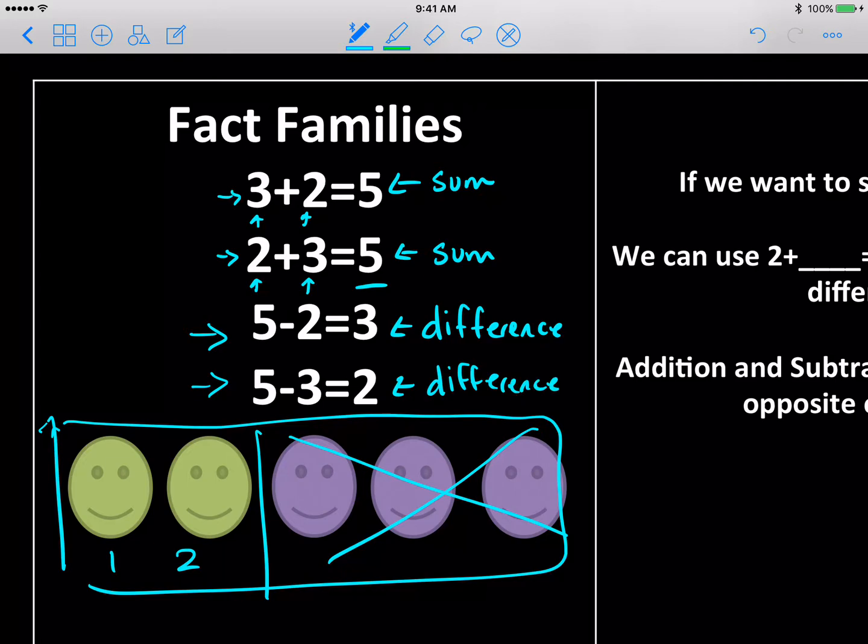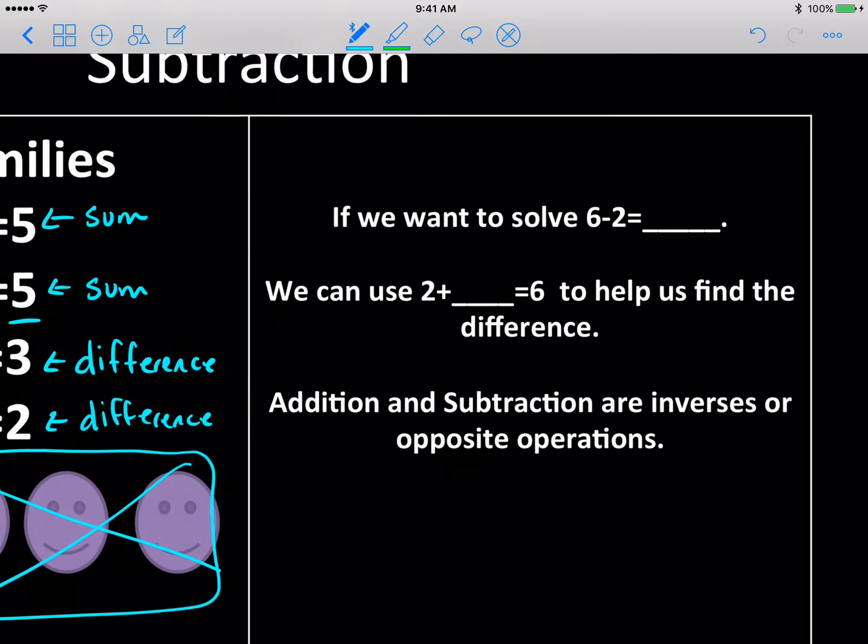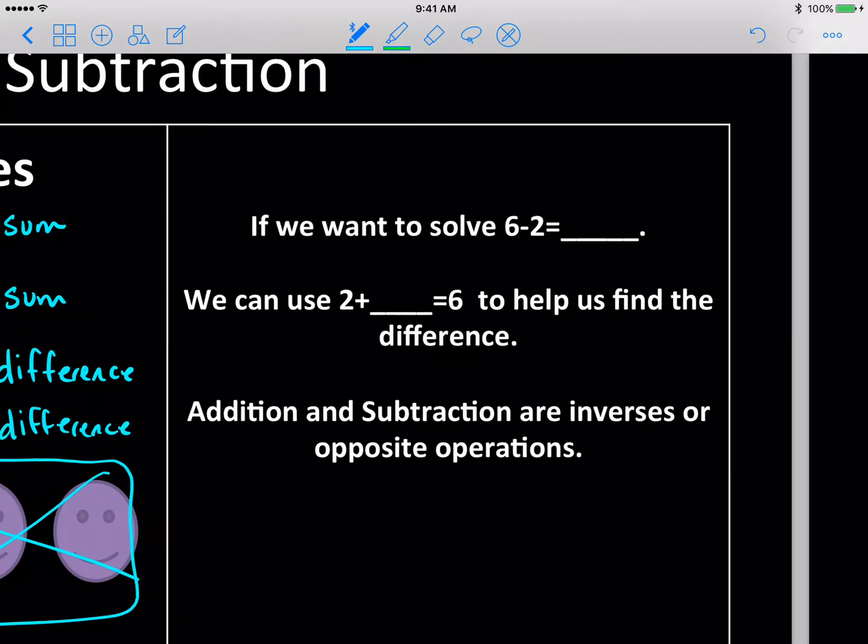Okay? And that just means we want to take a total number of objects and we want to find the difference between the total number and what numbers we're removing from that equation. So if I had 5 smiley faces and 3 turned to frowny faces, how many smiley faces do you have left? Well, I would have 5 minus 3 is equal to 2. Okay? We're finding the difference between what we had to start with and what we have at the end.